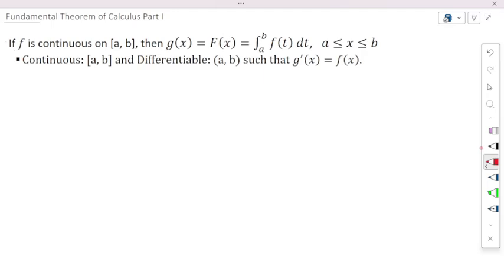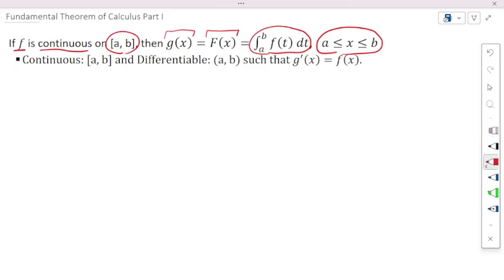The definition states that if a function f is continuous on the closed interval a to b, then our g of x over here is equal to our capital F of x, which is actually equal to this integral over here: the integral from a to x of f of t with respect to t. And obviously the x, or the domain of that function, lies between the interval a to b. And here we need our criteria.